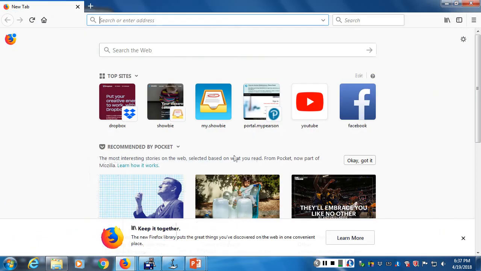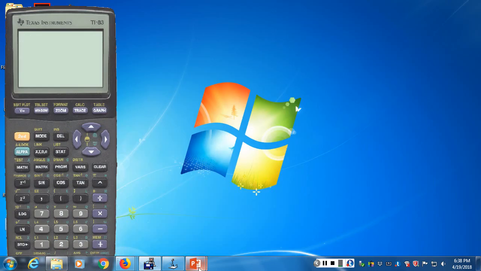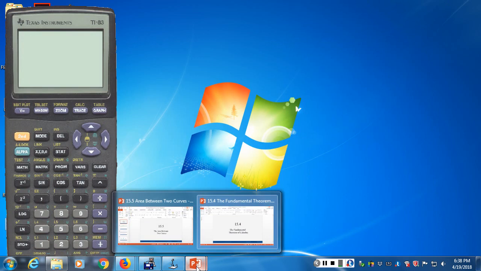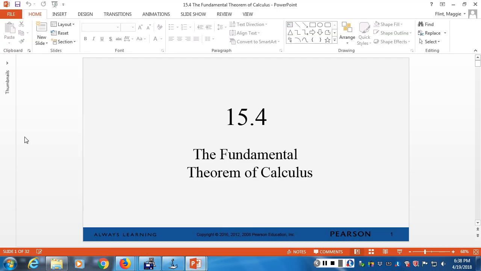So we'll close that down, and we will start talking about Section 15.4. Yes, Mr. PowerPoint, come up. There we go. Which is called, scarily enough, the fundamental theorem of calculus, which sounds all ominous and formal and everything. But it basically just says what I just told you.